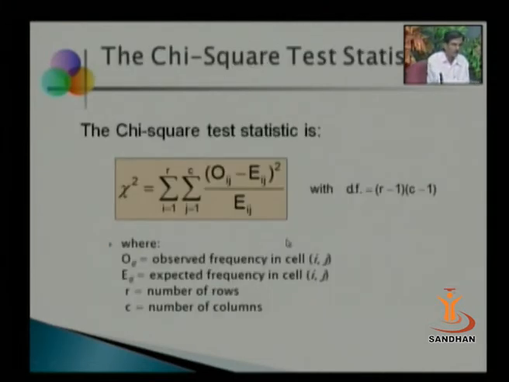Okay, so the test statistic is chi-square, again the double summation of Oij minus Eij whole square upon Eij, with degrees of freedom r minus 1 into c minus 1. Here again I repeat, Oij are the observed frequencies for the ijth cell, Eij are the expected frequencies for the ijth cell, r is the number of rows, c is the number of columns. For example, if we take a 5 by 5 table, then the degrees of freedom is 5 minus 1 into 5 minus 1, that is 16 degrees of freedom.